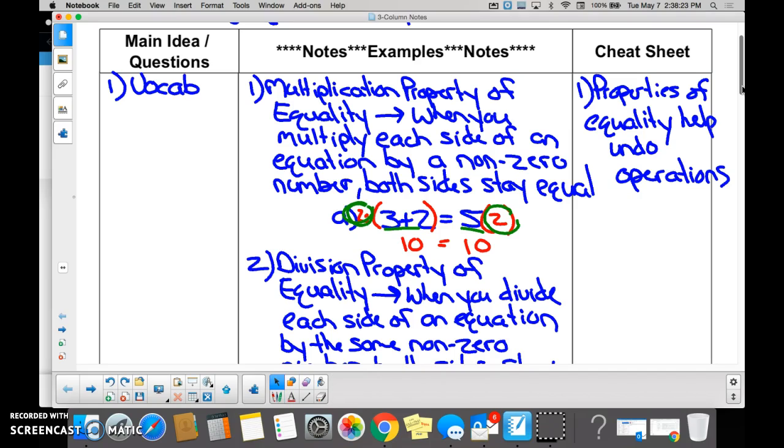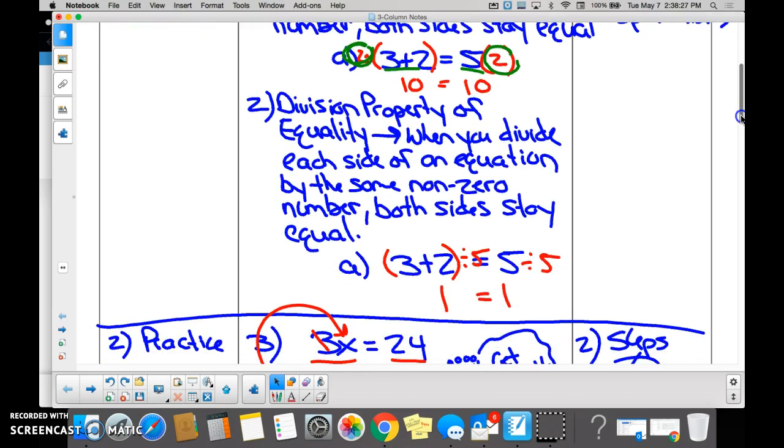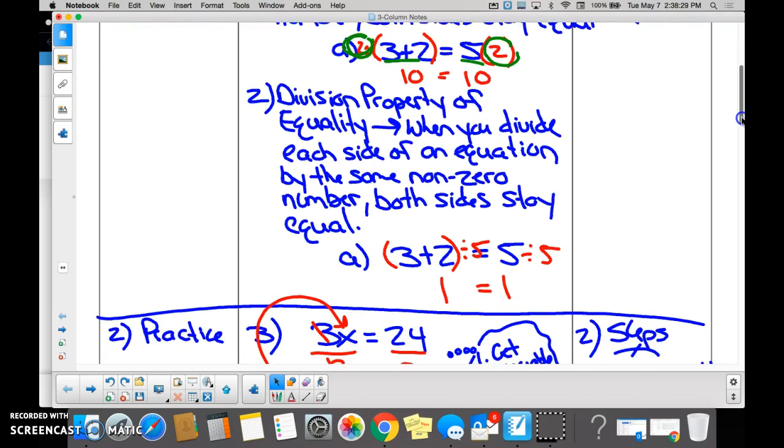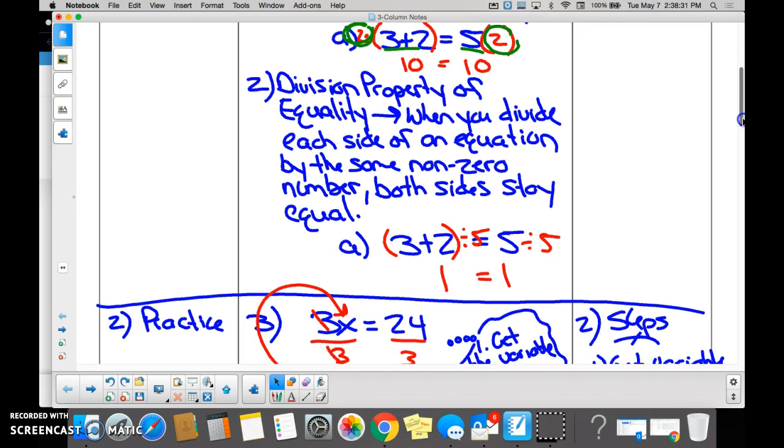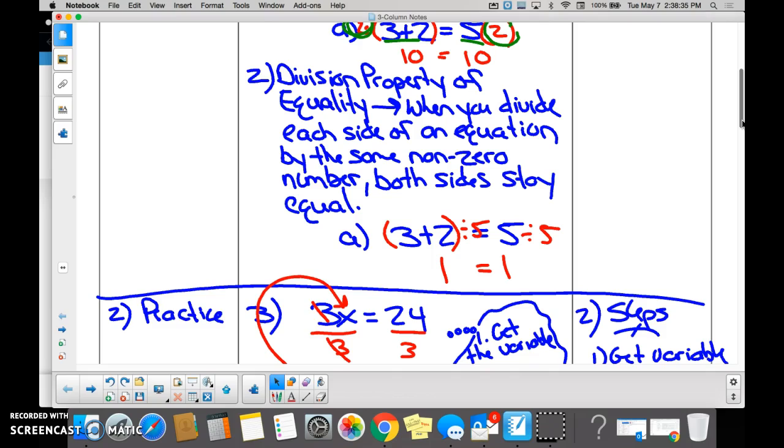Okay, division property of equality. If you divide one side by a certain number, you divide the other side. So in this situation, if I have 3 plus 2 equals 5, I'm going to divide the entire 3 plus 2 by 5, and I'm going to divide 5 by 5, right? Yeah. Cool beans? Yes. Okay.